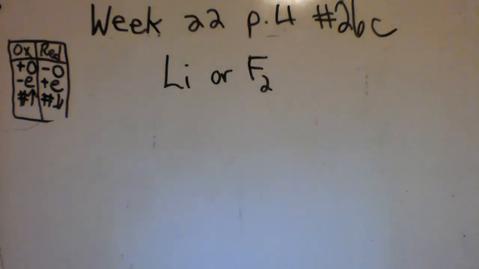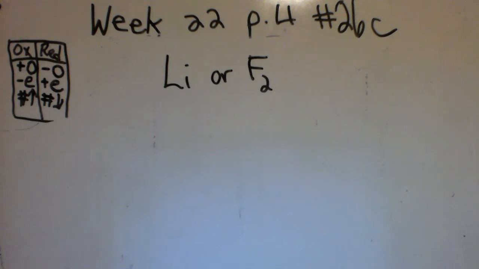Week 22, page 4, number 26C. Which of the following is the stronger reducing agent, lithium or diatomic fluorine? This time we're looking for a reducing agent. So that means it's whichever one is causing reduction. And since reduction is the opposite of oxidation, whichever one is going through oxidation causes reduction.